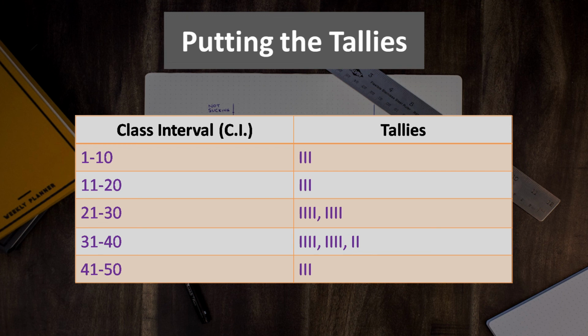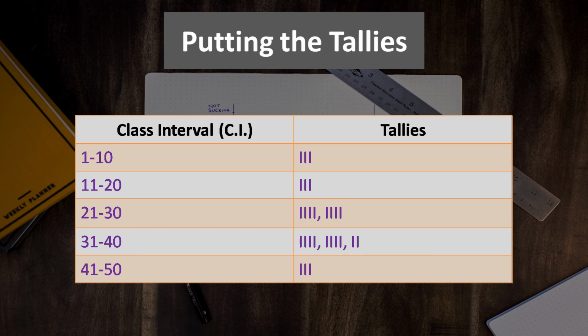Then again in 11 to 20, 3 scores are there. Then 21 to 30, here you see 4, then I have crossed them with 1 tally, that's 5. This is 5 and it is 1, 2, 3, 4. 5 plus 4 is 9. So 9 scores are there between 21 to 30. Then 31 to 40, here it is 5, then again 5, then 2. 5 plus 5 is 10, plus 2, 12. And again from 41 to 50, 3 scores are there.